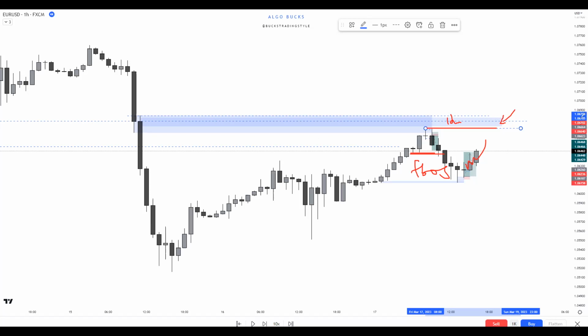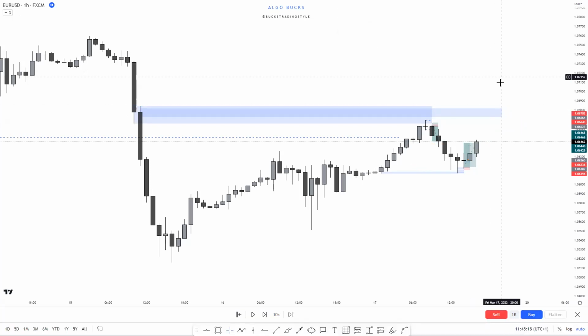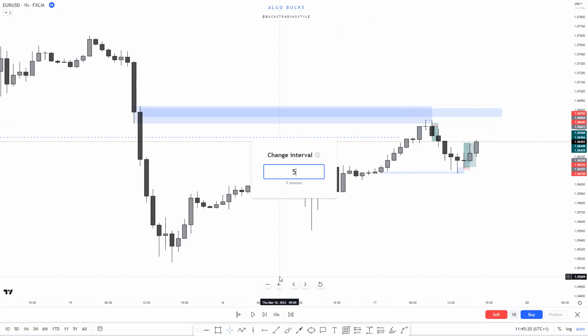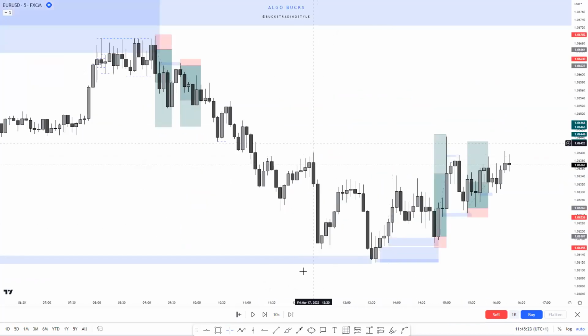That's the one H1 unmitigated weak right here. This will probably be another trade. So let's see if we get another buy opportunity on lower time frames. So go target that high. So this would be our target, right?